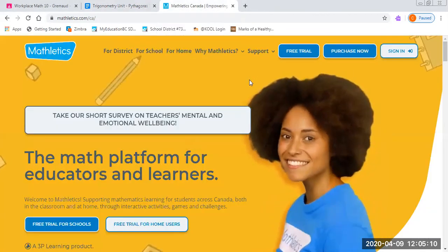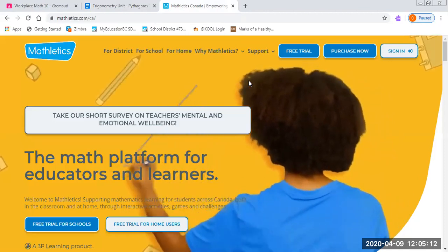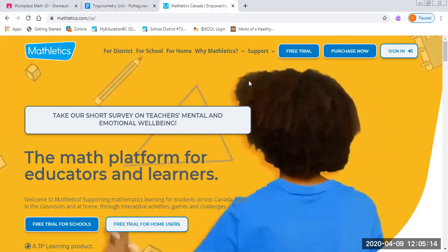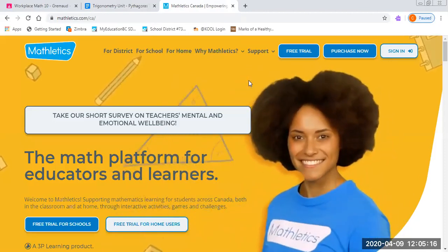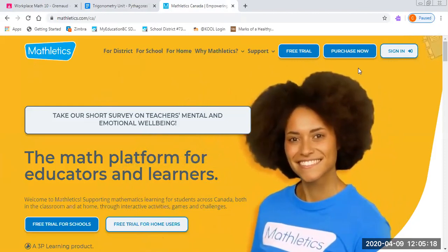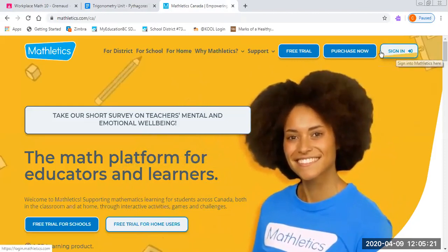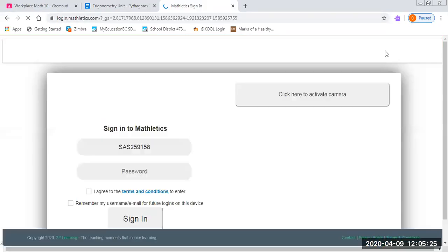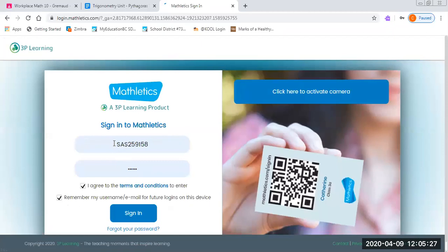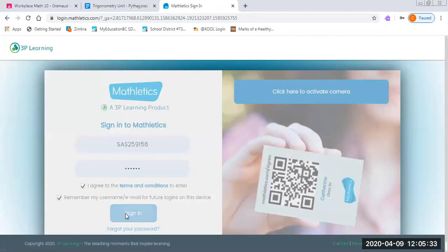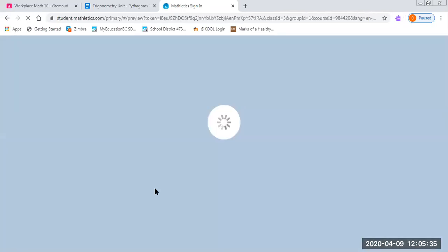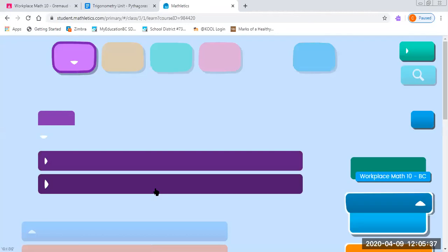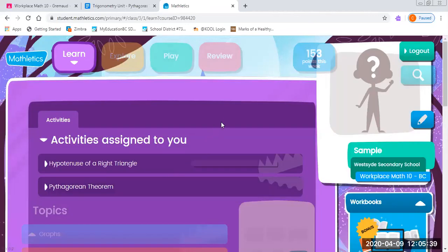So I've posted a message to each of you individually that tells you your username and your password for Mathletics. Once you click on the little link, this should take you to mathletics.com, and then we can click on sign in here. In here, you're going to put your username up here and then the password down here. When you click in and sign in, what you should see is a screen that looks similar to this. It might be a little bit different because I've come in here already before.